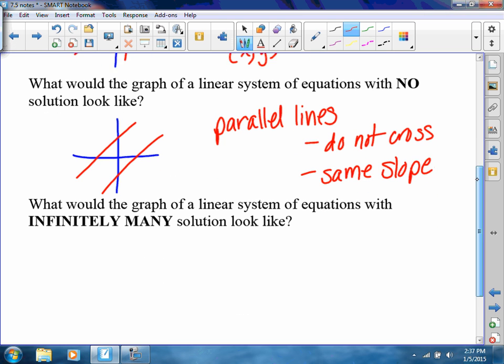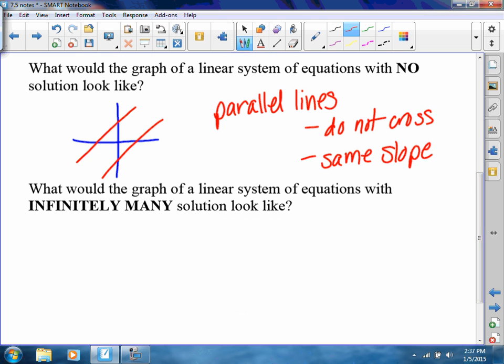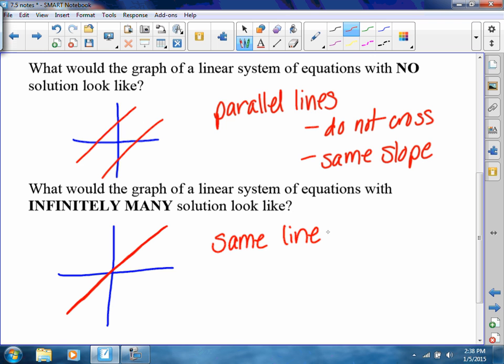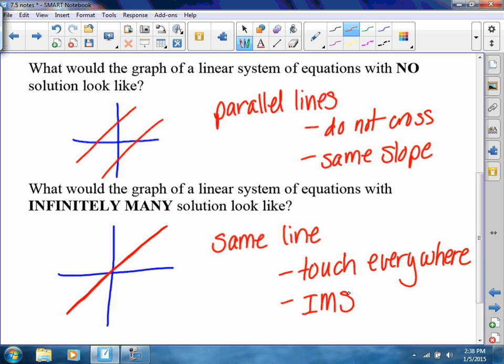Now the other special case that we're going to see is infinitely many solutions. Now the way that you can get one solution is for the lines to cross one time. But to get an infinite amount of solutions would be for you to graph the line and then graph the exact same line over top of it. So they are going to be the same line. So when you graph it, it looks like there's just one line. But what's really happening is that the lines are touching everywhere. They touch at every single point. And we abbreviate this by saying IMS, infinitely many solutions.